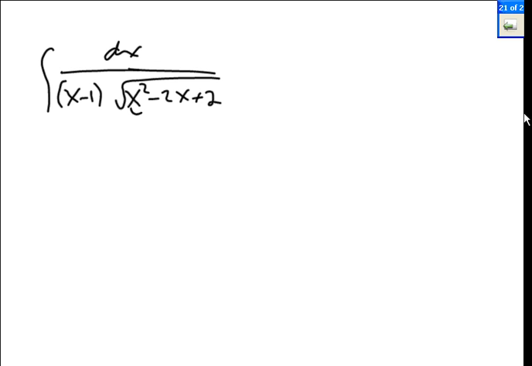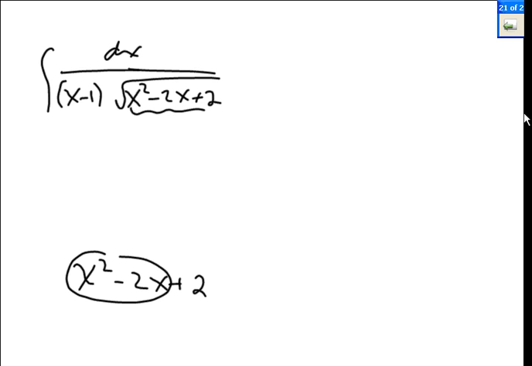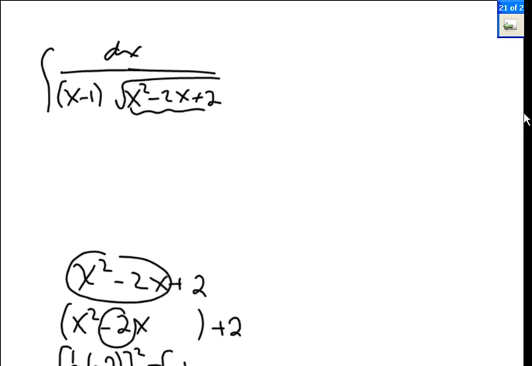First thing I do is I will complete the square on that. X squared minus 2x plus 2. Isolate that. Well, if you take half of that number, we're going to complete the square. You take half of that number and square it. Half of that number is negative 1. And we square it and we get 1. So I add 1, well then I better take away 1.